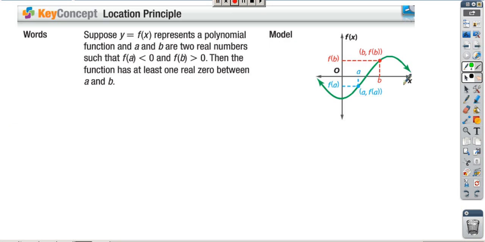And this is just another way of saying it. If you look at this graph right here, I know that there's a 0 right there. So I know somewhere between this x value and that x value, there must be a 0, even if I don't know exactly what it is.